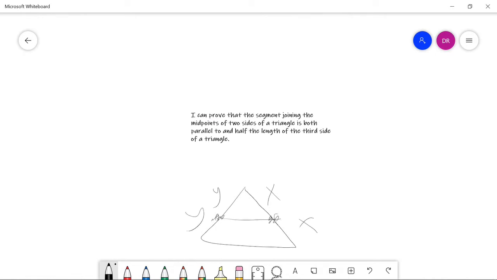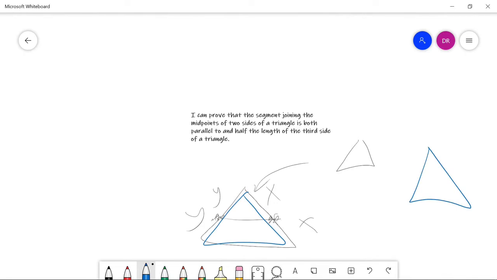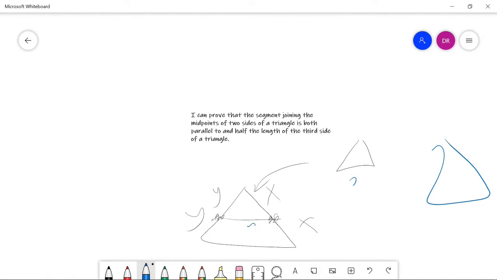So we have to prove, number one, that this triangle right here, and then we have this triangle, the big triangle. We have to prove that this length is half of that length, and that this line is parallel. So let's begin. As we can tell, they both share an angle, and so they would be congruent. This angle would be congruent to itself, reflexive property.